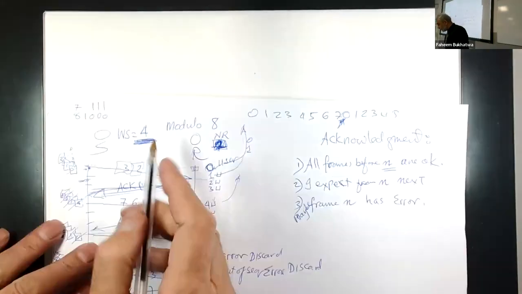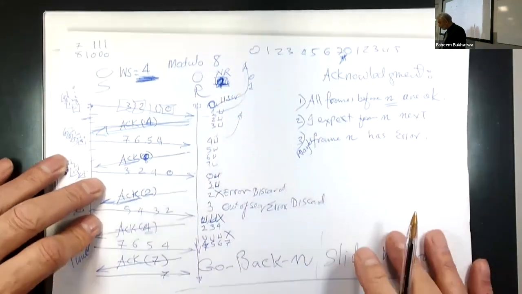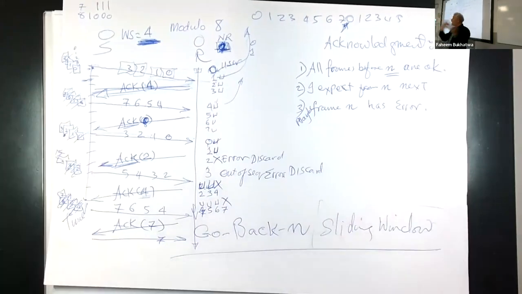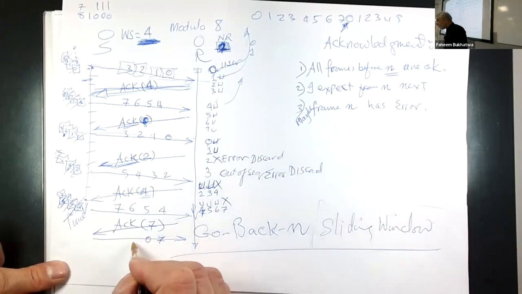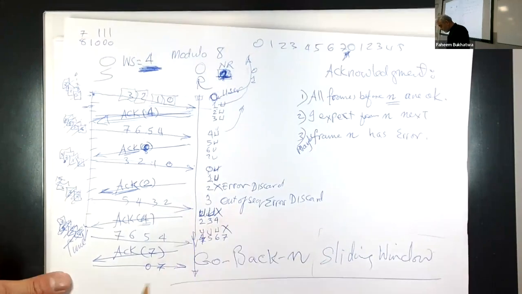Window size. See, window size is 4. That means it'll always send, as long as there is data, it'll send 4 frames and stops. What frame numbers will it send? 7, 0. No, 0. Start with 0 first.